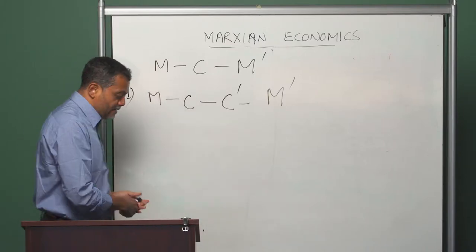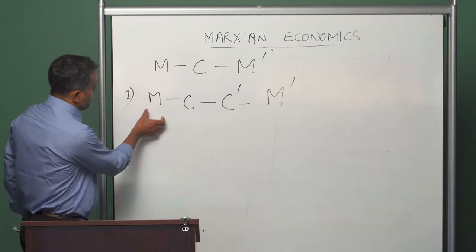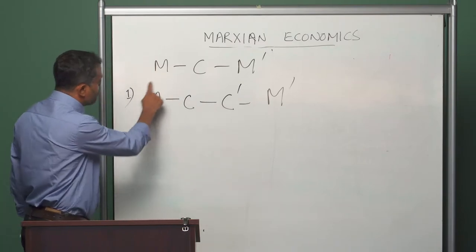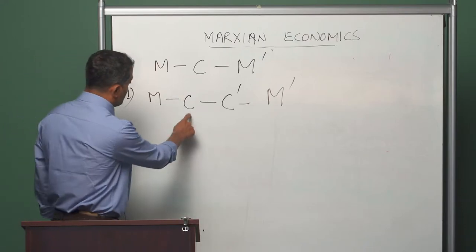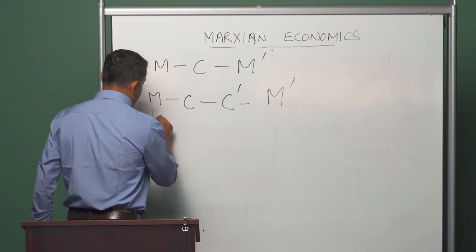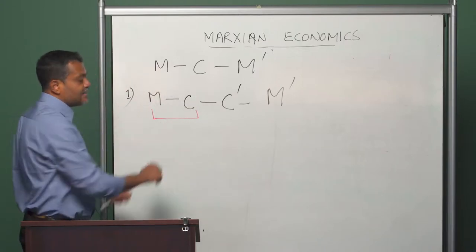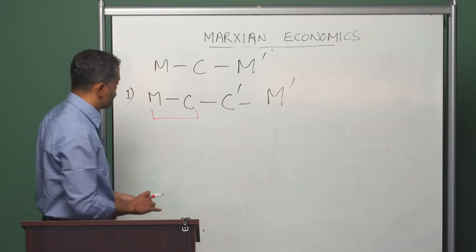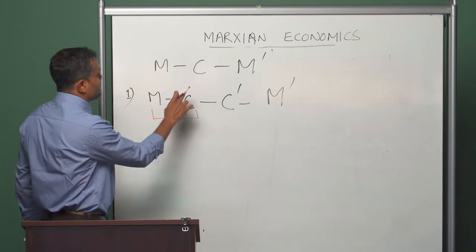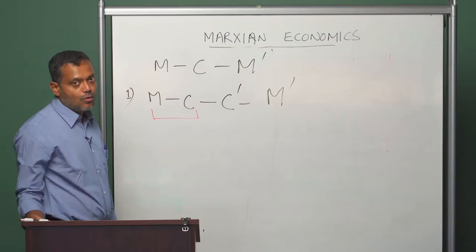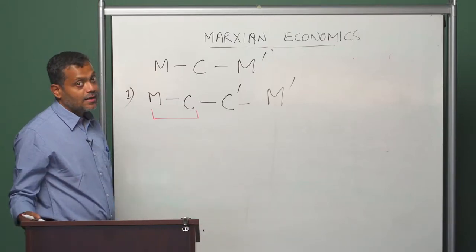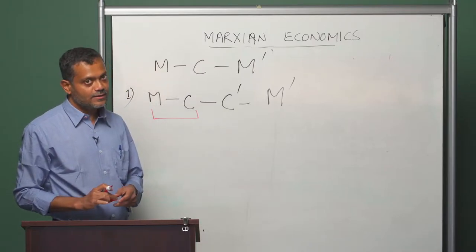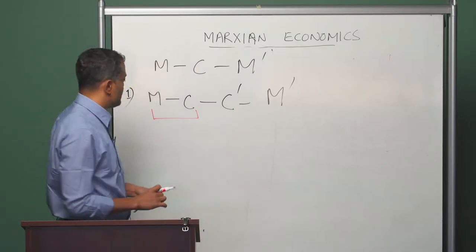So, if that is the case, then what is going on? The commodity owner, the capitalist, comes to the market with a sum of money and purchases a commodity. The purchase is an exchange of equivalents. So the amount of money is exactly equal to the value of the commodity C, because that is the terms of the problem. We cannot assume unequal exchange. There can only be equal exchange.